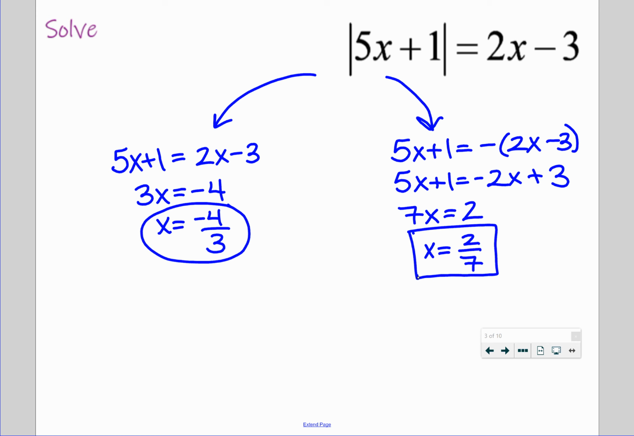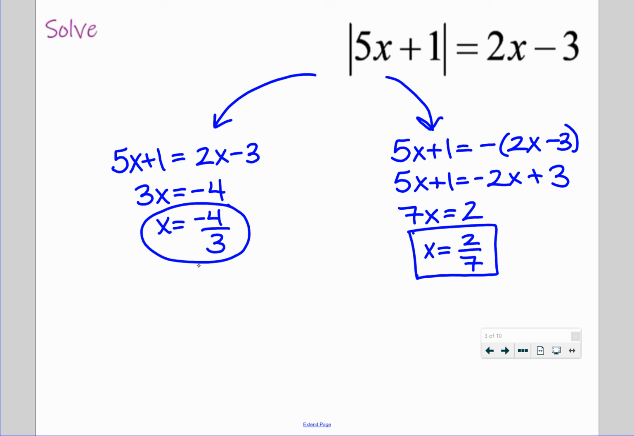Now, it is definitely mandatory here to check your answers. Just like our rational equations, you can potentially get extraneous solutions as well with these, especially when there's a variable on the right side is when this could happen. Most of the time, this is going to happen when you plug a negative number in and it evaluates to a negative, because remember, an absolute value can never be equal to a negative number.